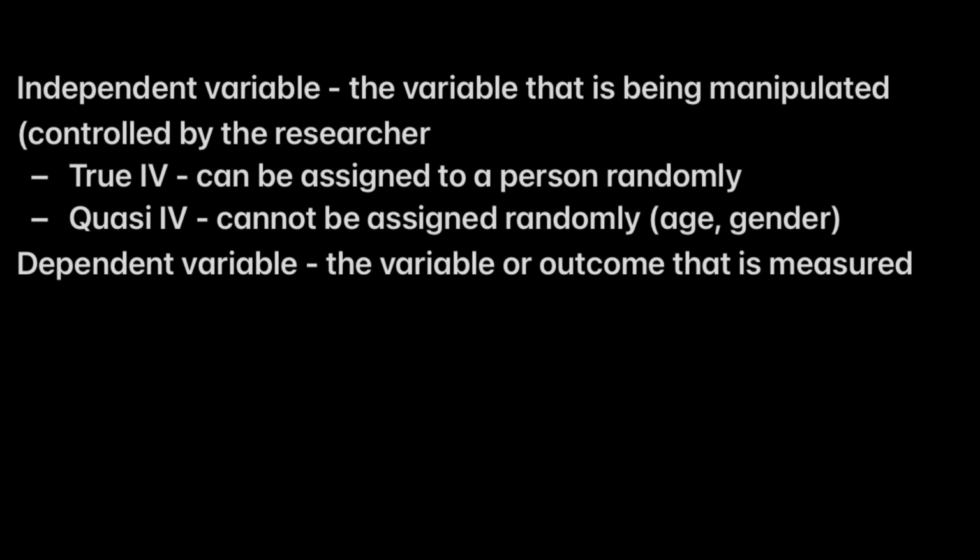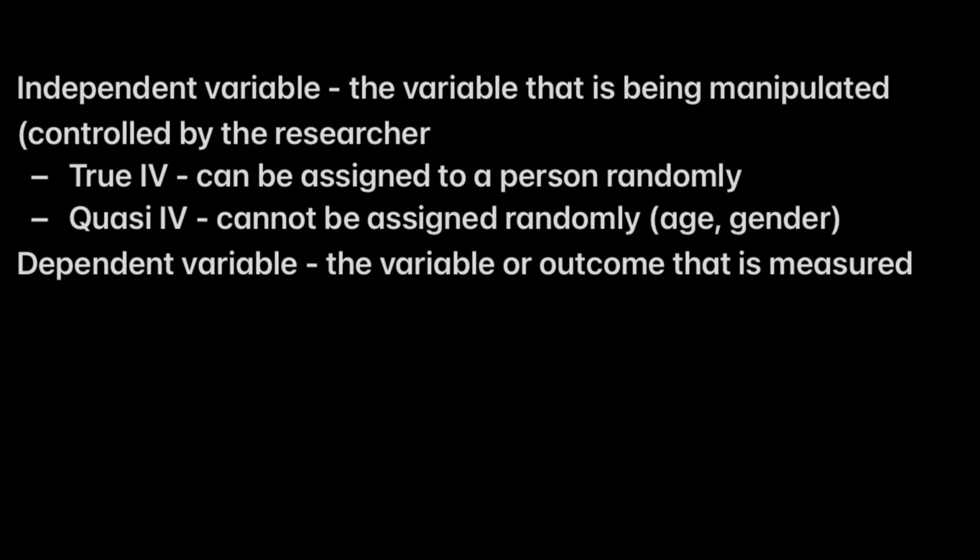For example, an independent variable could include your handedness or the type of test you take, for example, multiple choice or fill in the blank. A dependent variable would include something like your GPA or how well you perform on a task.